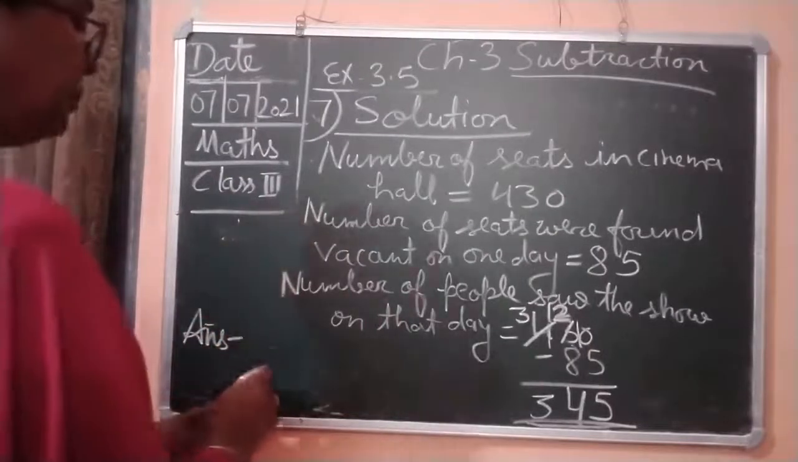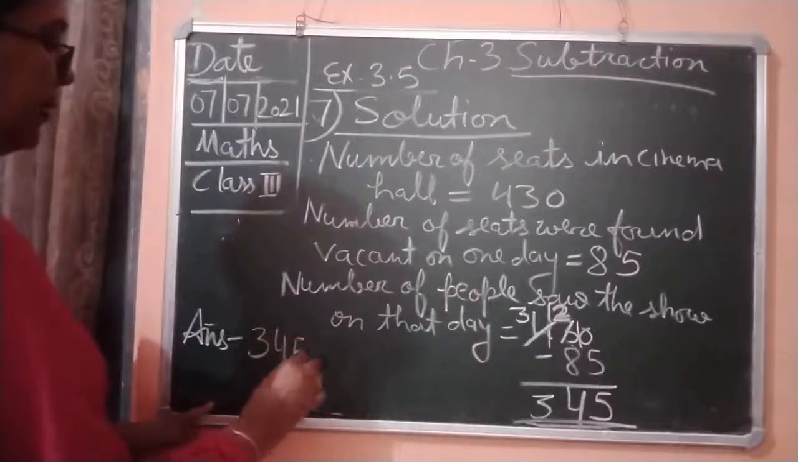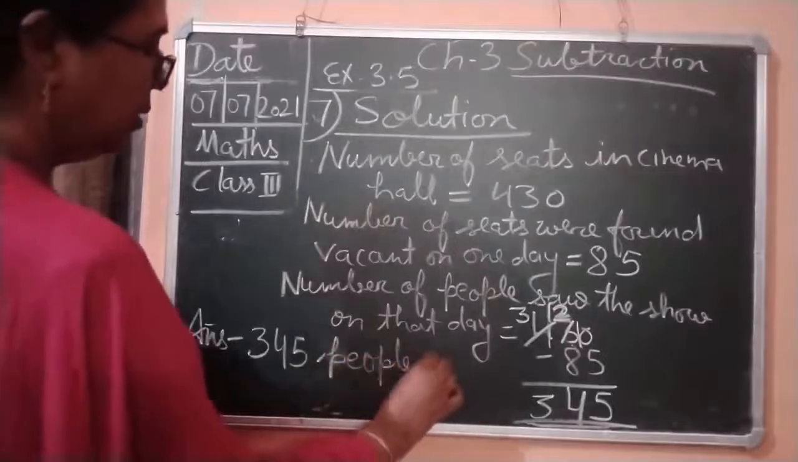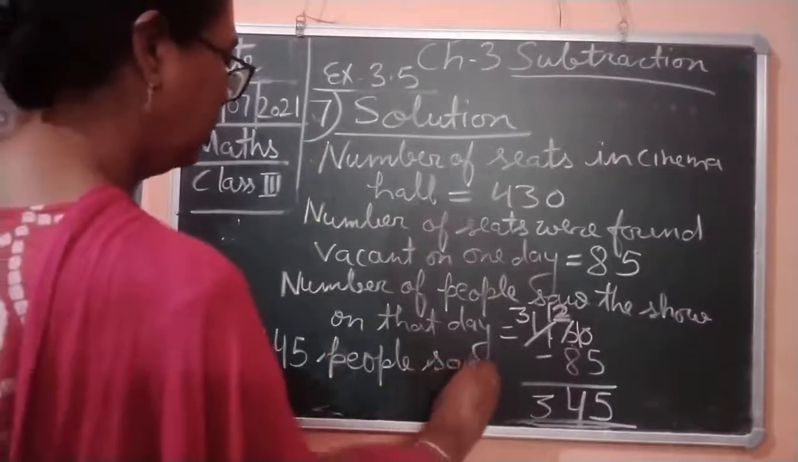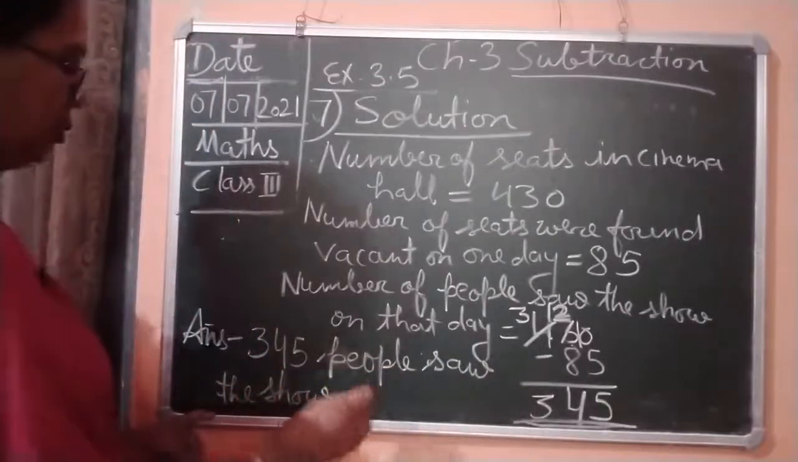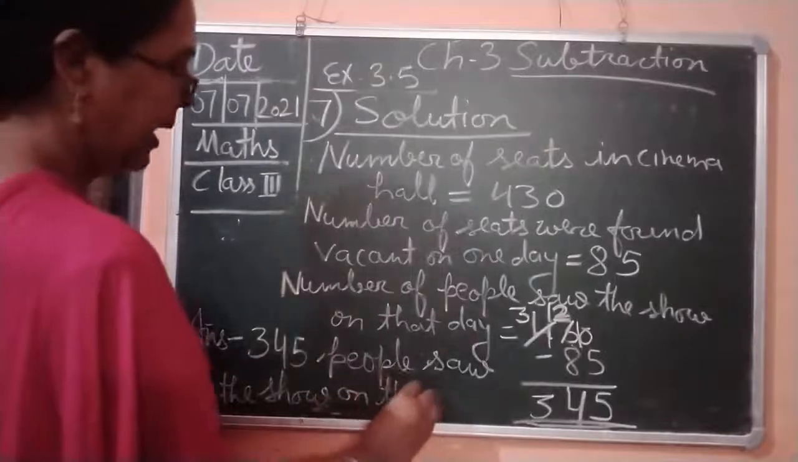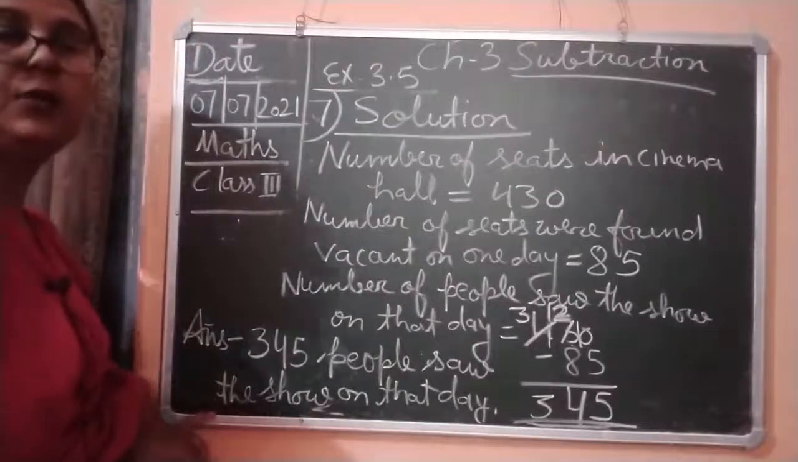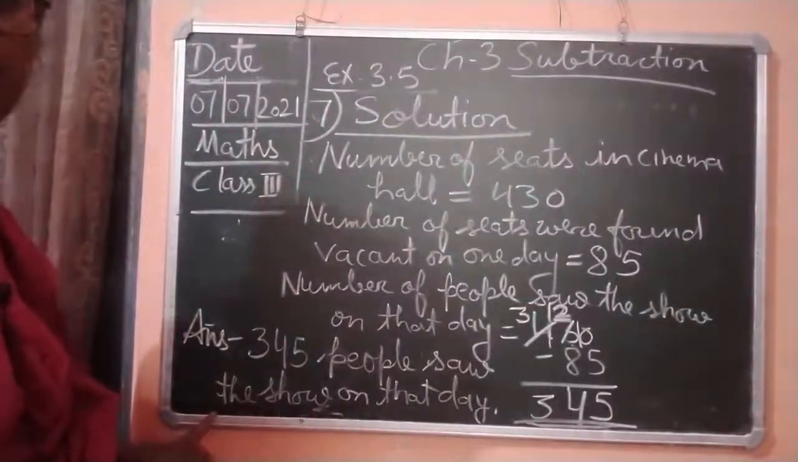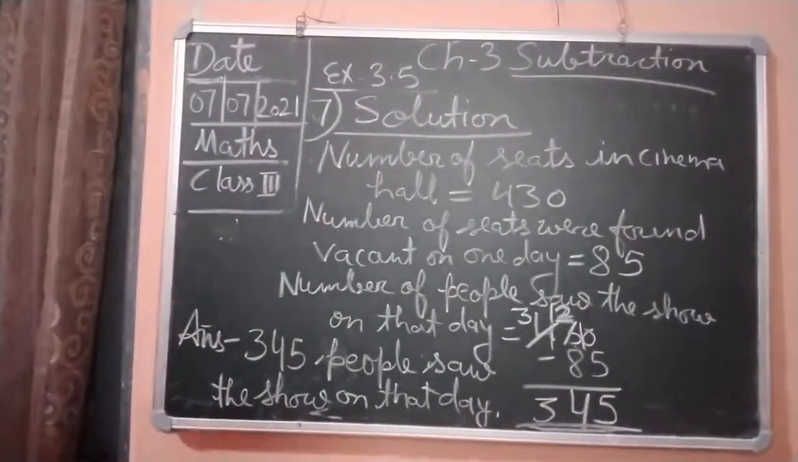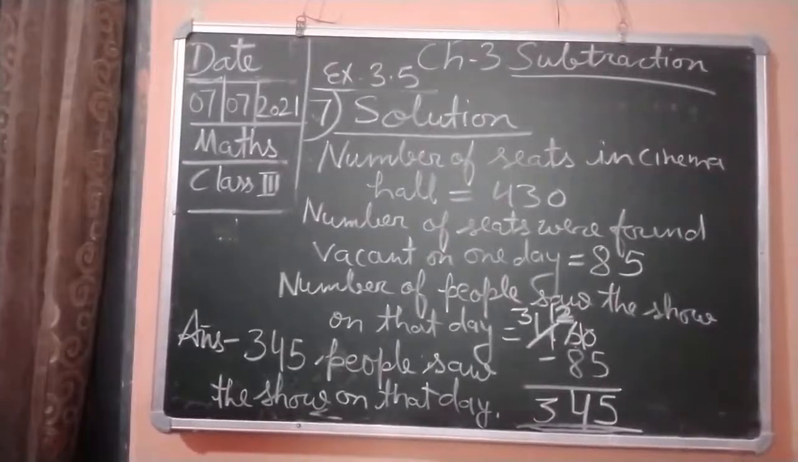Answer: 345 people saw the show on that day. उस दिन कितने लोगों ने शो देख लिया? 345. So children, complete it. Take a screenshot, children. Complete this question, and after that we will move to number 9, children.